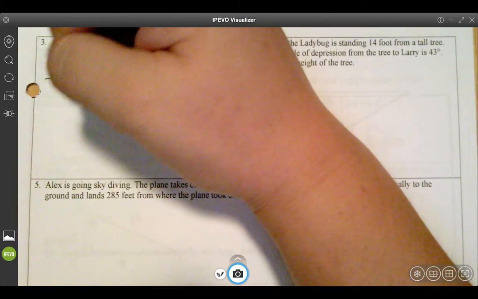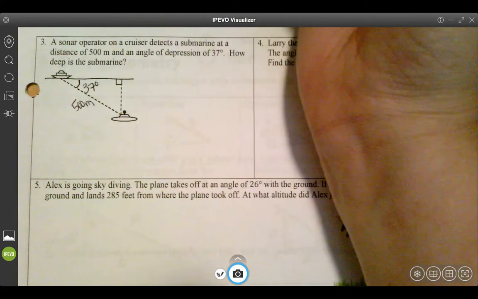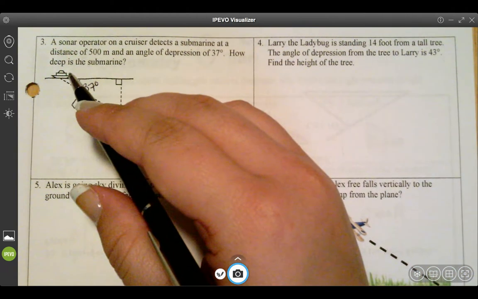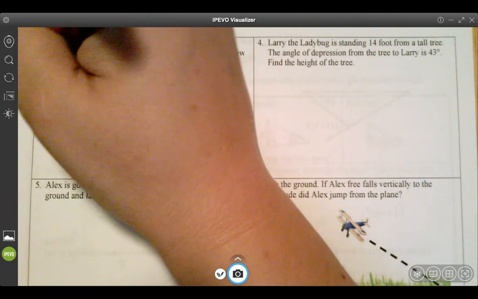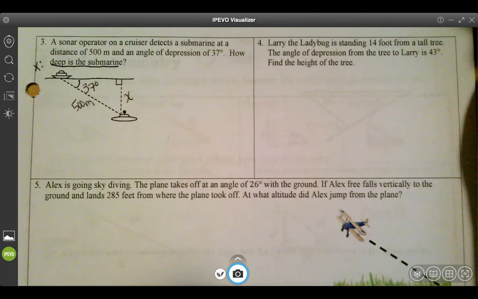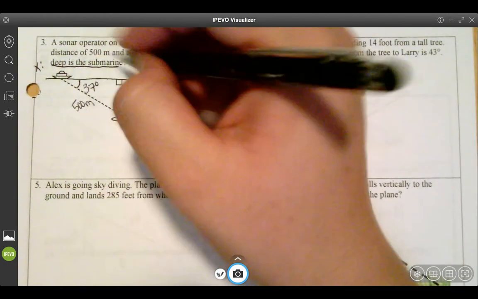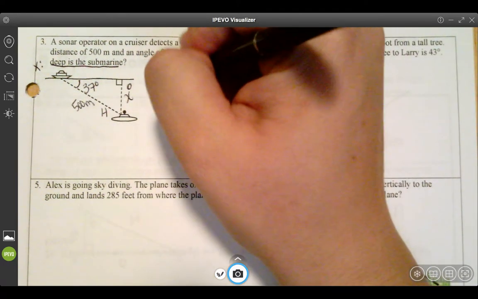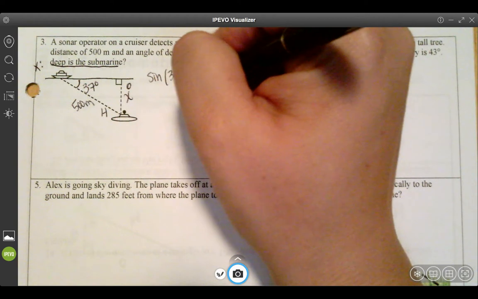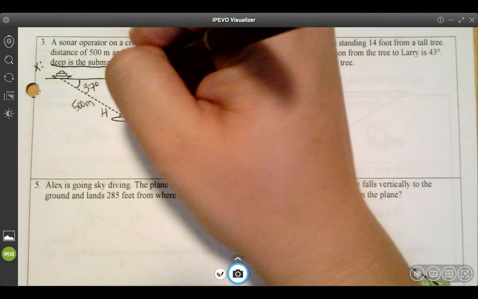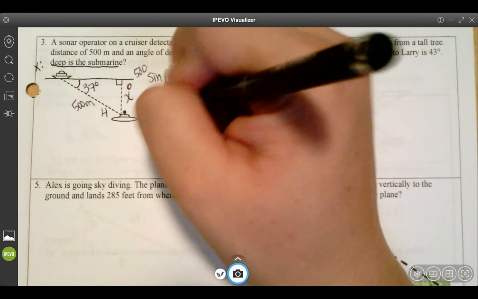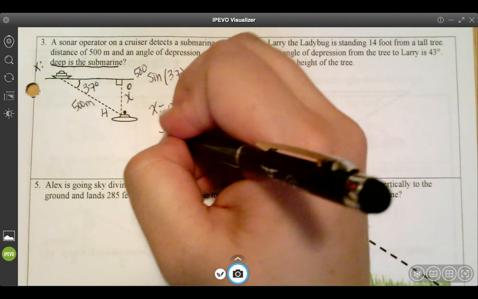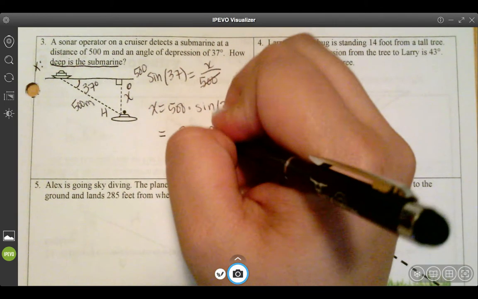So from the cruiser to the submarine is 500 meters, giving us a right triangle with one angle and one side length. And we want to find the depth of the submarine. So X is the depth of the submarine. And so we have our angle, opposite, and hypotenuse. That tells me sine of 37 equals X over 500. Solving for X, multiply by 500. X equals 500 times sine of 37. I think you've seen me type into the calculator a lot. So this is 300.9 meters.